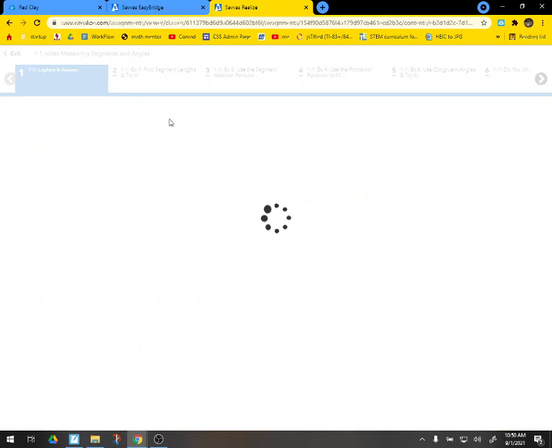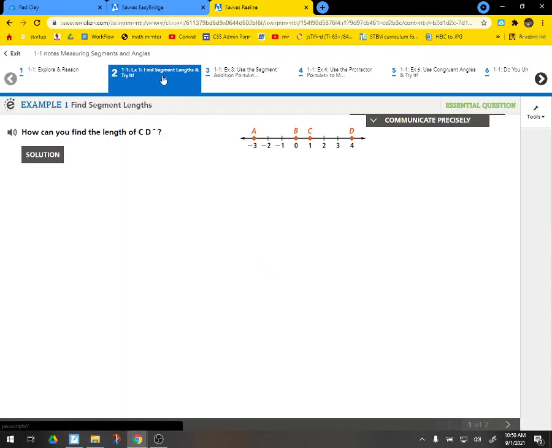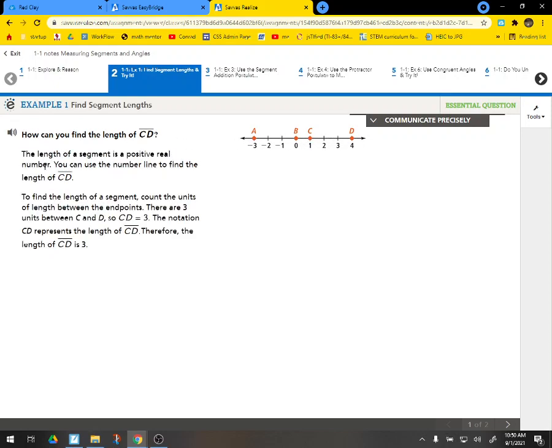All right, section 2, or part 2. Example 1, find segment lengths and try it. So we get into notation here. See how it says CD with a line over it? This means line segment CD. So how do we find the length of line segment CD? Let's see what they tell us to do.